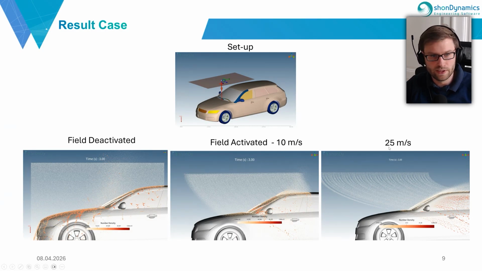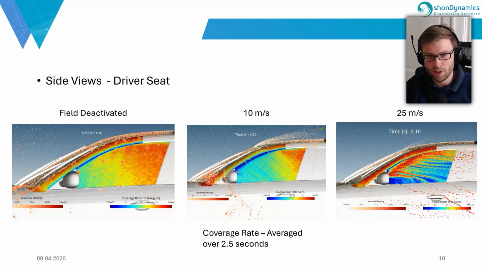And as you can already see in the 10 meters per second case, the rain is not so bended like in the 25 meters per second case. There, the rain is really bended towards the car, and we have forming of small rivulets at the side of the car. Compared to the 10 meters per second case, we don't have these rivulets forming near the A pillar and near the side window of our driver seat.